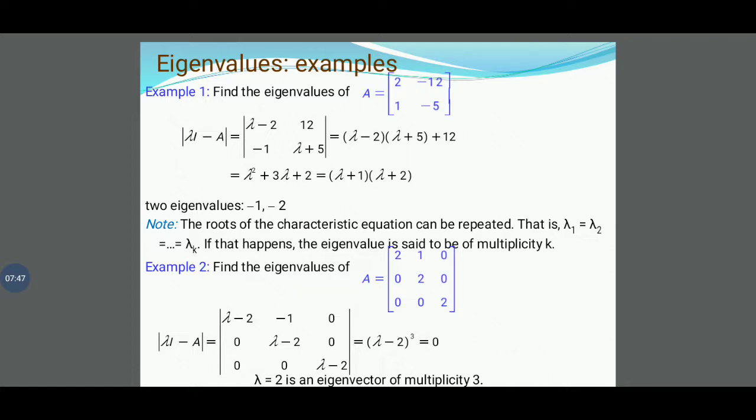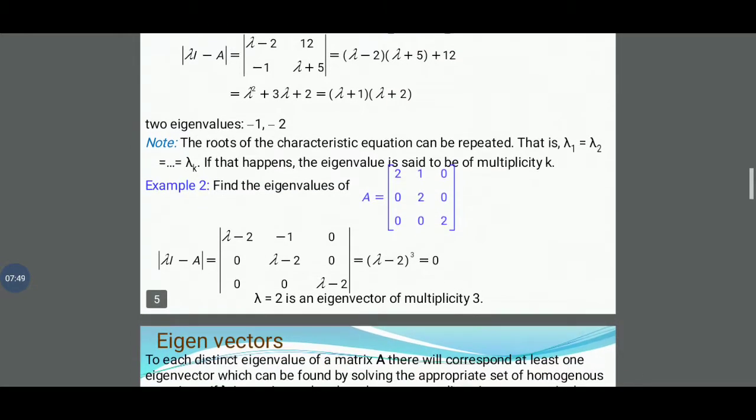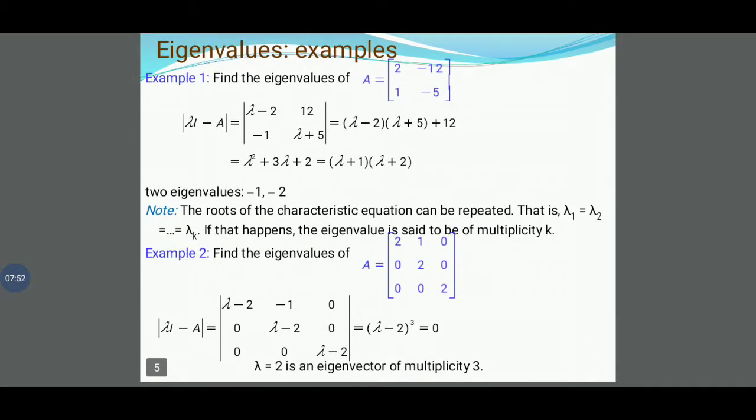Now let us consider one example of a repeated eigenvalue, a 3 by 3 matrix. Consider the second example. The first row is 2 1 0, the second row is 0 2 0, the third row is 0 0 2. If you observe, the order of the matrix is 3 by 3, and it is a special type of matrix, an upper triangular matrix. Below the diagonal elements are 0 0 0. For an upper triangular matrix, now we have to find the eigenvalues.